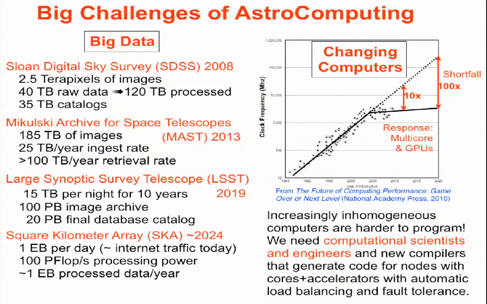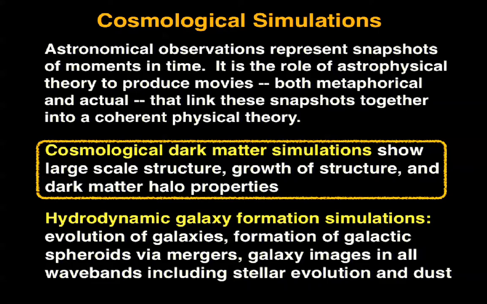Extrapolated curve would be. It used to be we got greater speed by running the chips faster. And in 2020, we'd be a factor of 10 below. And to some extent, we've compensated for that by multi-core and increasingly by various kinds of accelerators. This makes the computational environment extremely inhomogeneous and much harder to program efficiently. And we really need computational scientists and engineers to help us write better code to deal with these new machines.